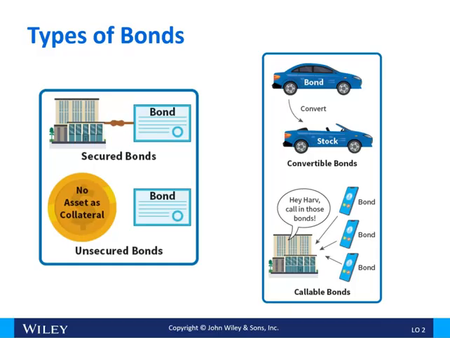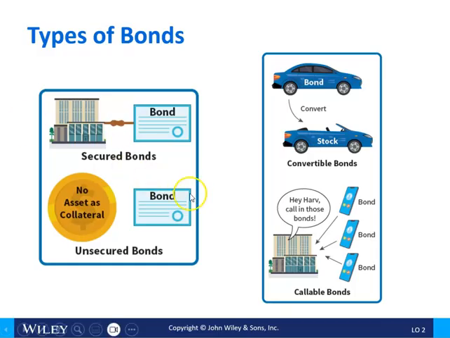Then there's convertible bonds where you can convert the bond into stock. So instead of getting the cash payment, you can take the value of that cash payment you would get in stock. So if you think a company's stock is going to go up, you may want to do that and hold on to it. And then there's callable bonds. That's where the company can redeem the bonds early. So they call them early before the maturity date.